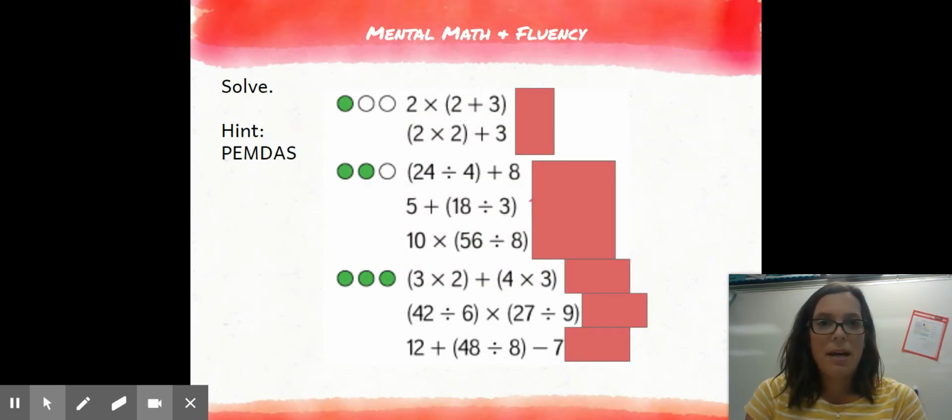So here is our mental math and fluency. As I have mentioned before, this is a power standard in 5th grade. So you should be able to do these accurately by the end of the year, which is solving these expressions using your order of operations. So remember PEMDAS: parentheses come first, exponents, then multiply, divide, then add and subtract. So go ahead and pause this video and take a moment to solve these problems.